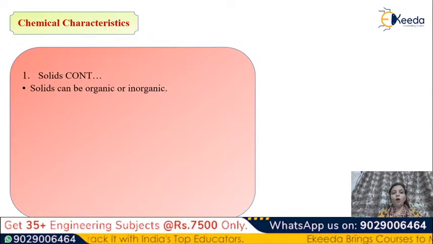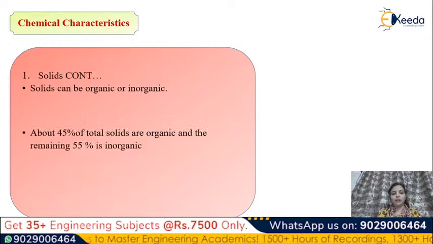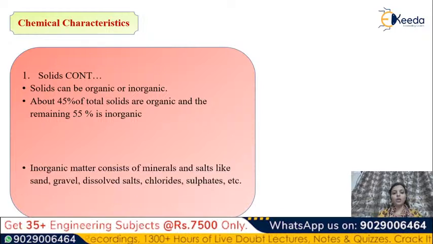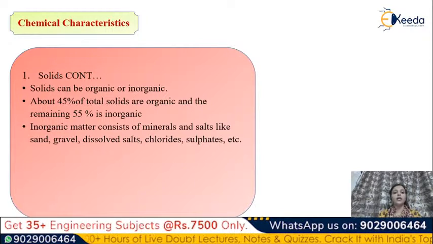So solids can be organic or inorganic. Organic means it will be biodegradable, and examples of inorganic solids are heavy metals, silt particles, sand particles, etc. About 45% of total solids are organic and the remaining 55% are inorganic. So sewage is the combination of organic and inorganic solids. The inorganic matters consist of minerals and salts like sand, gravels, dissolved salt, chlorides, sulfates, etc.